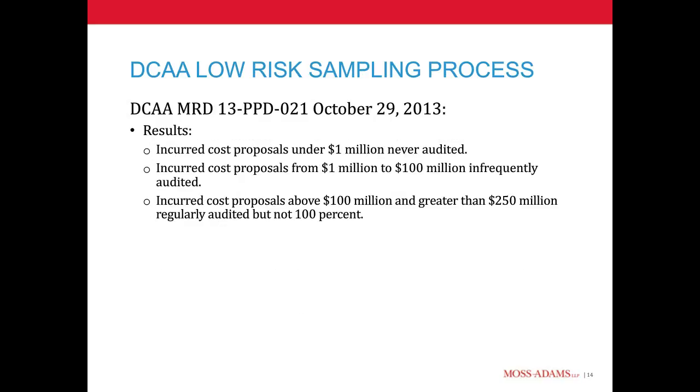So what are the results of the 2013 MRD that went to this low-risk approach? One of the results is that incurred cost proposals under $1 million are never audited, if they're falling into the low-risk category, or if they're from $1 million to $100 million, they're very infrequently being audited. And then, the ones that are larger are still receiving audit coverage, although they are still behind in their years. So they may be auditing 2012 at a larger contractor and not 2014. But eventually they will be auditing those larger incurred cost submissions.